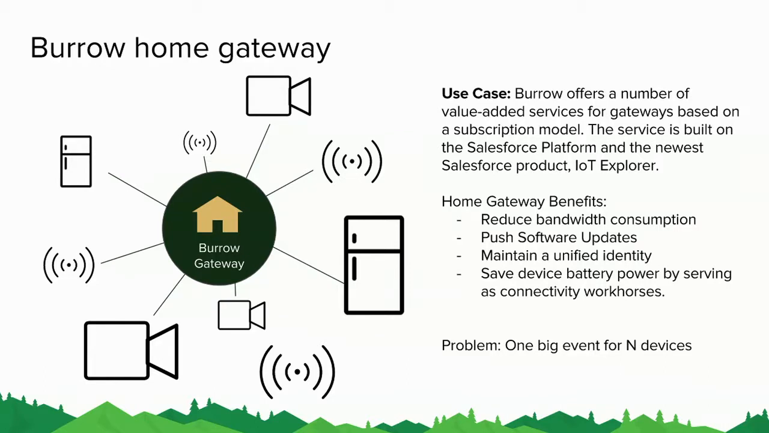So the problem that Borough Home Gateway has is that they basically have this gateway that has all these devices connected to it, and the gateway is sending all this device telemetry at one single event time into IoT Explorer. So what they want to do in IoT is create an Apex trigger that breaks up that event into each individual device and then take action from there.